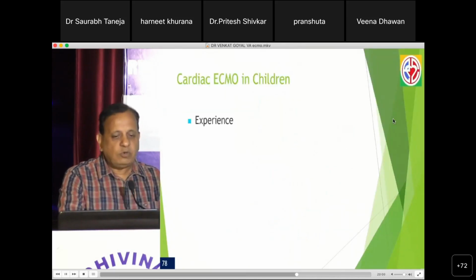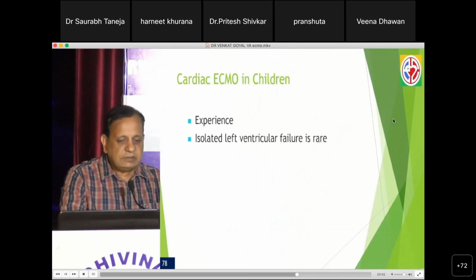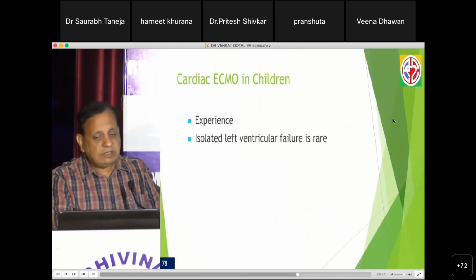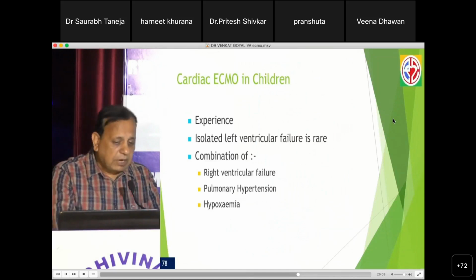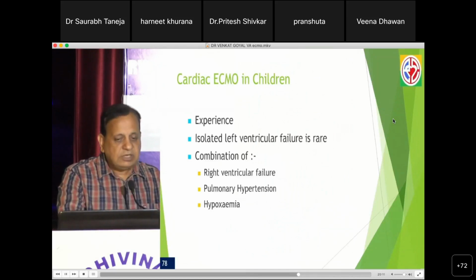Then cardiac ECMO in children requires a lot of experience. Isolated left ventricular failure is rare, and a combination of right ventricular failure, pulmonary hypertension and hypoxia is the reason for deterioration. ECMO treats all the conditions.